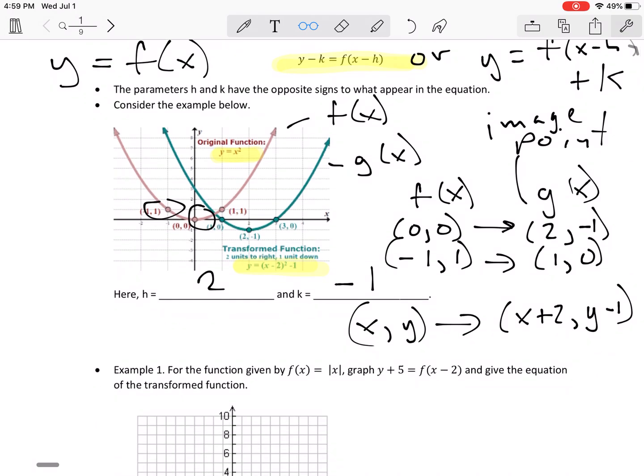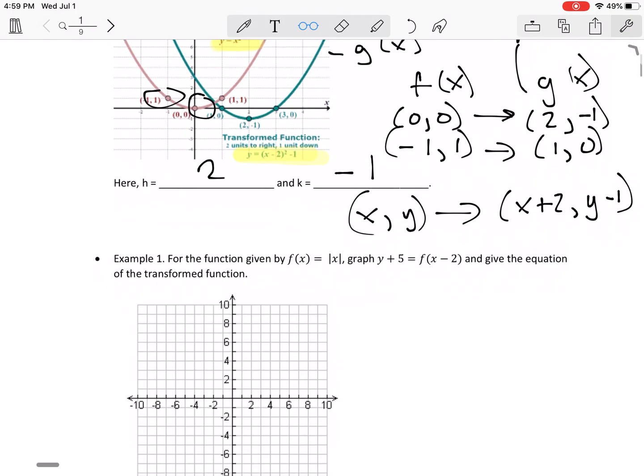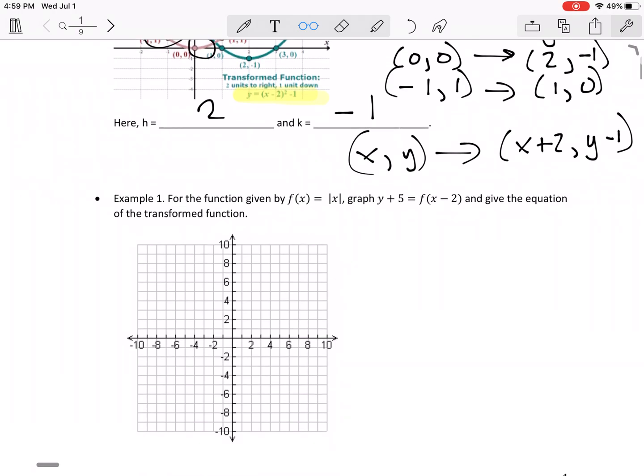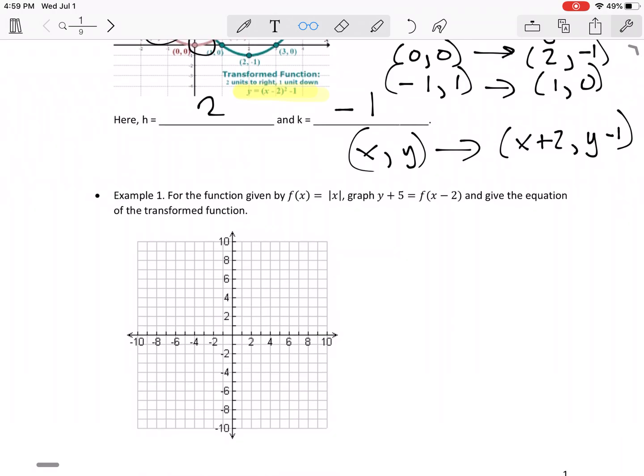Okay, let's look at another example here. It doesn't matter what type of function you're looking at. We just finished looking at a parabola. Now we can look at an absolute value. So remember, this is the absolute value symbol. Your original function here is y = f(x) = the absolute value of x. So that's kind of like a base function.